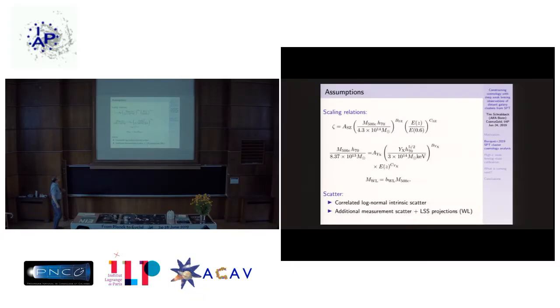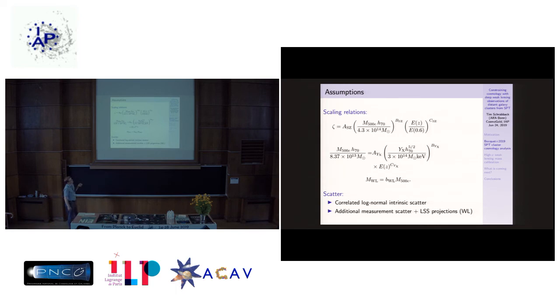Okay, so the assumptions are that you can relate the mass to the debiased SPT detection significance through a simple scaling relation, which is a power law in mass. You have a normalization, and then you also have a redshift-dependent term, where E(z) is basically the redshift evolution of the Hubble parameter. And a similar scaling relation for the X-ray data.